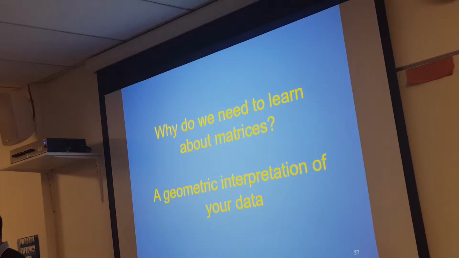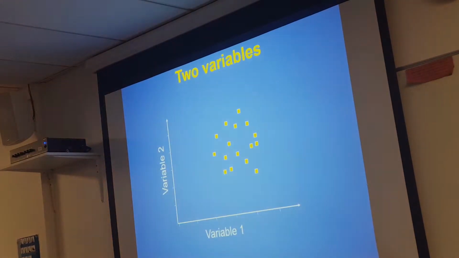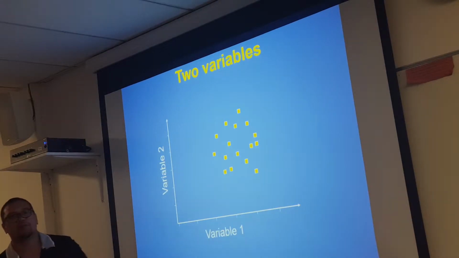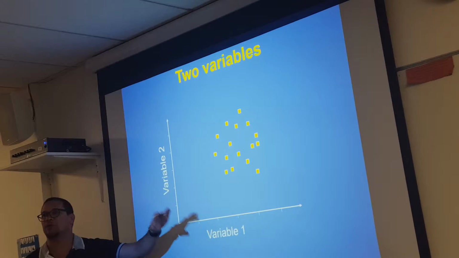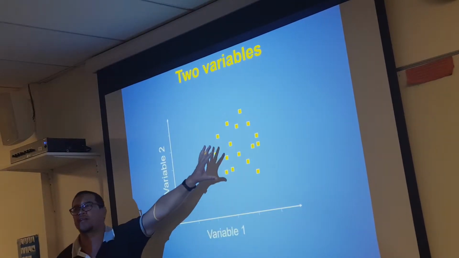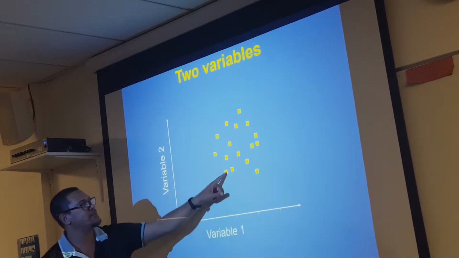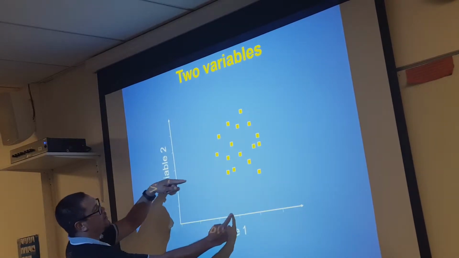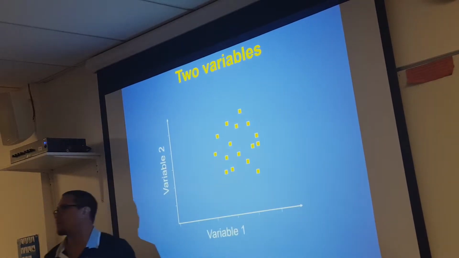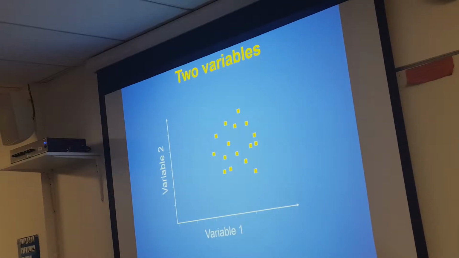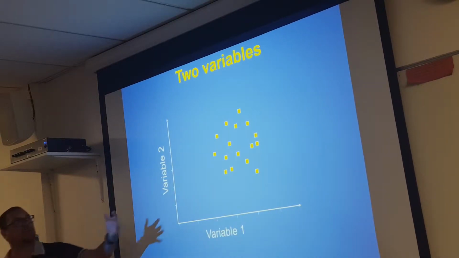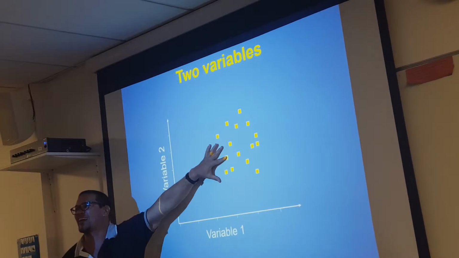It goes hand in hand with this idea about geometric interpretations of your data, and why we need to learn about matrices, which is what we're going to do for our talk today. So this is something that you should be familiar with. Here we have two variables that I can plot in 2 dimensions, and I have a set of data points. Obviously every data point here has a measurement on 2 variables, so it's a joint distribution. This is, in 2 dimensions, a sort of flat data cloud.